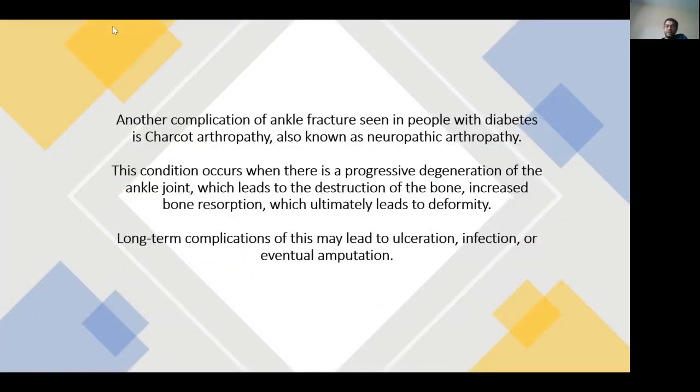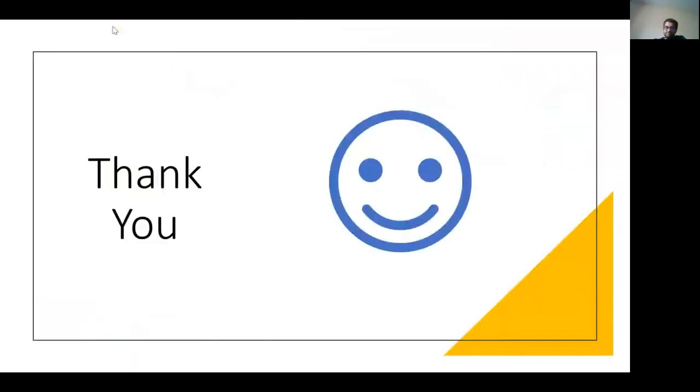Another complication of ankle fracture seen in people with diabetes is Charcot arthropathy, which is also known as neuropathic arthropathy. This condition occurs when there is a progressive degeneration of the ankle joint, which leads to destruction of the bone and increased bone resorption, which ultimately leads to deformity. Long-term complications of Charcot arthropathy may lead to ulceration, infection, or eventual amputation.